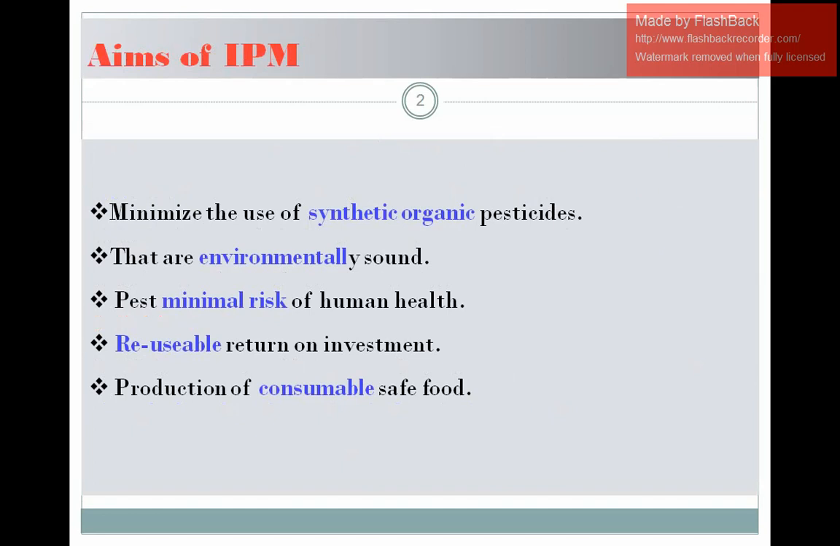Coming to the aim of the integrated pest management system, the first important aim is to minimize the use of synthetic organic pesticides. Second, they are environmentally sound. That means it should not cause any sort of pollution in any form. Then, minimal risk to human health, very important. Then, reasonable return on investment, and finally production of consumable safe foods, which is again one of the very important aims of integrated pest management system.